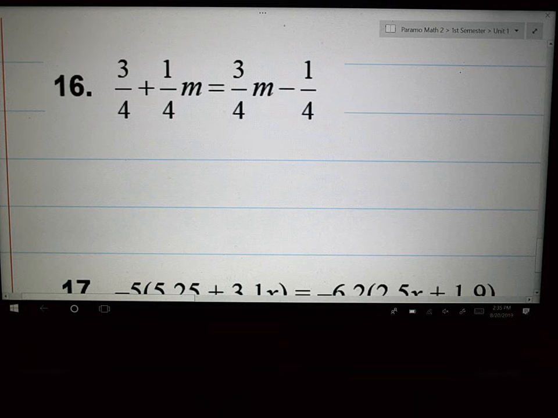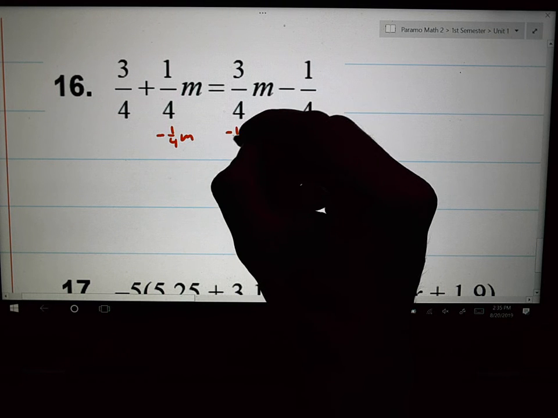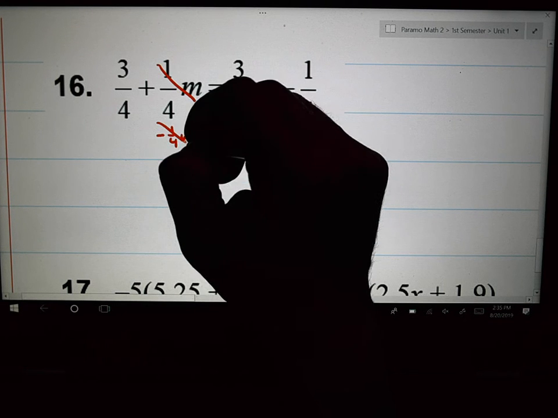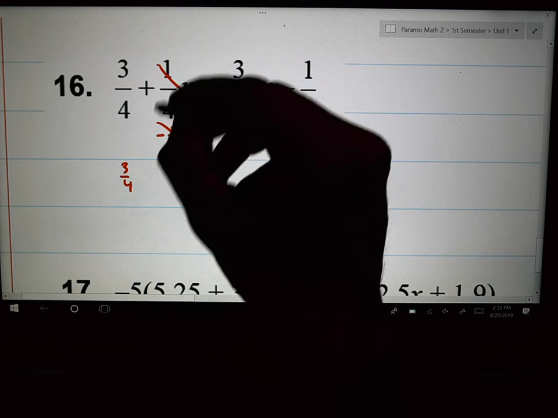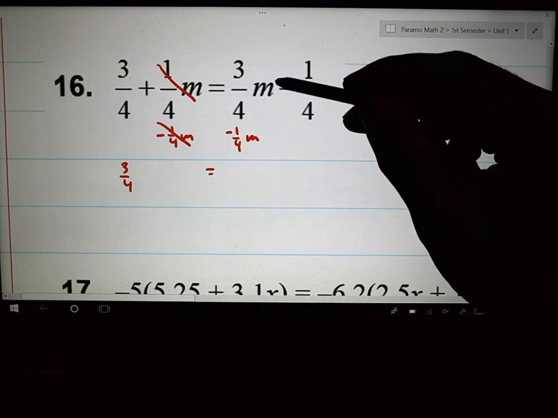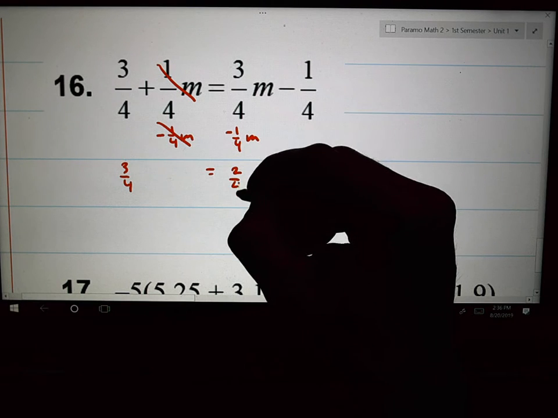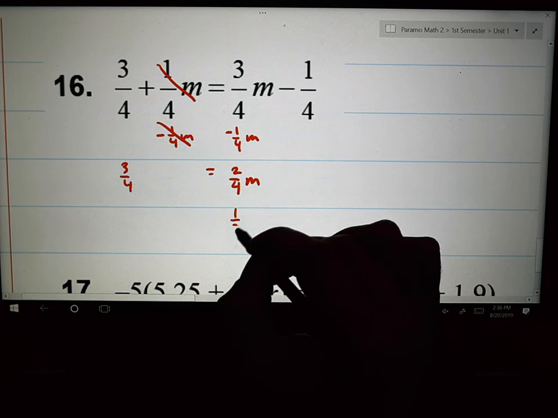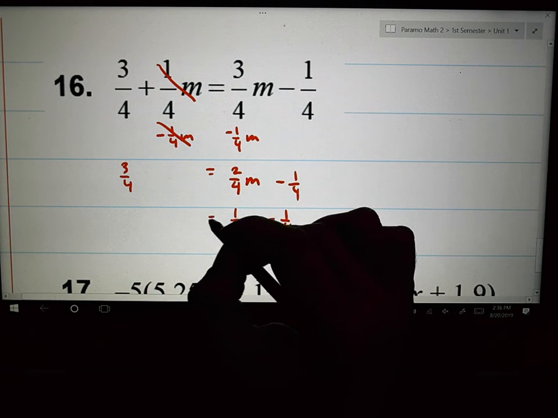What would I do first here? I would put the variables together. I would subtract 1/4 m from this side and subtract 1/4 m from this side. 1/4 m minus 1/4 m is 0. That's just 3/4 over here plus 0 equals 3/4 m minus 1/4 m would be 2/4 m. A calculator would put that at 1/2, by the way. Minus 1/4 equals 3/4.